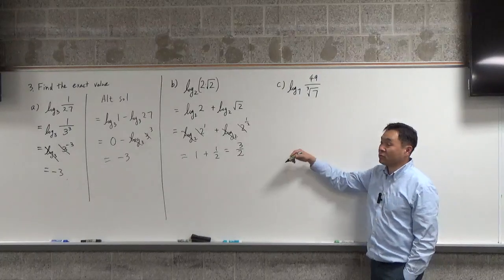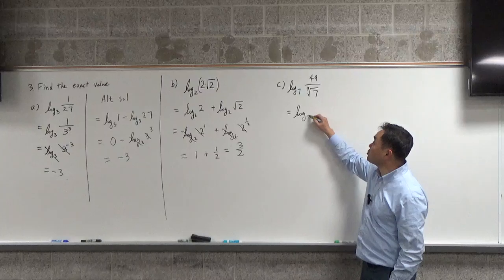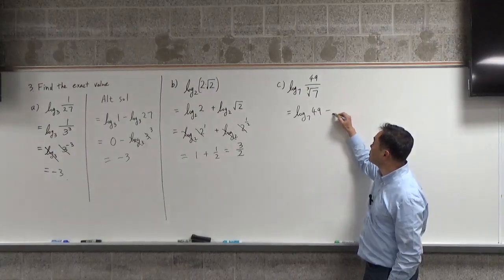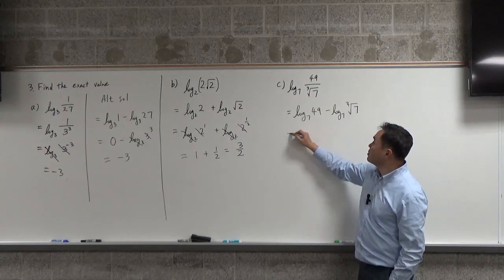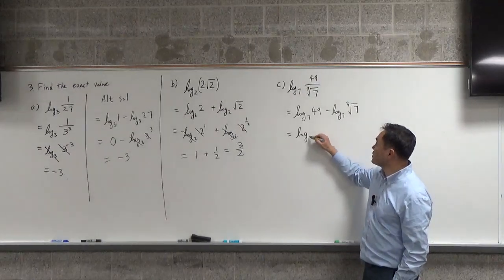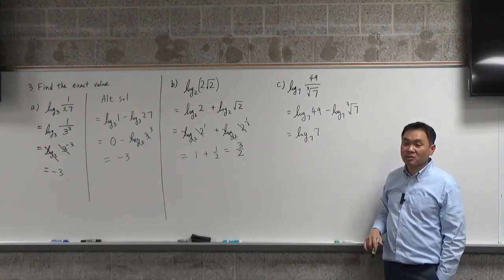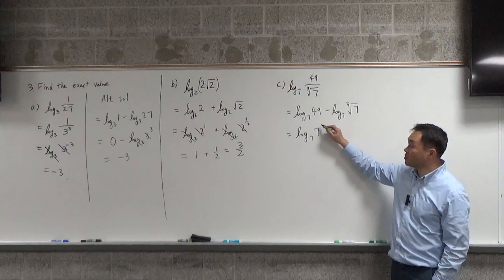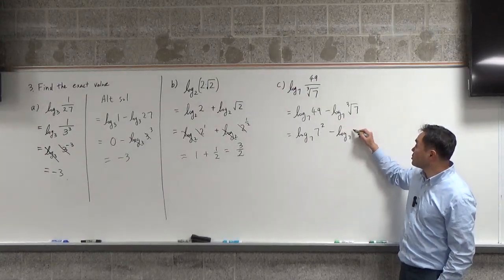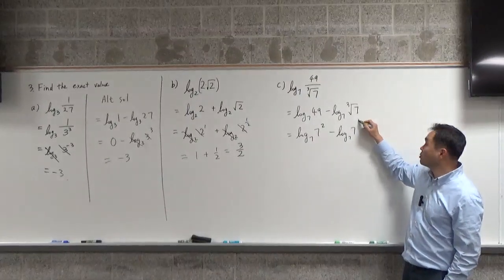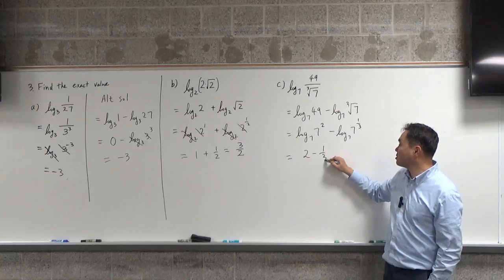Okay, this time you have division. What do you do? Subtraction between two logs. And 49 is 7 to what power? 49 is 7 times 7, right? So 7 squared, yes. And cube root is same as 1/3 power. So this is 2 minus 1/3.